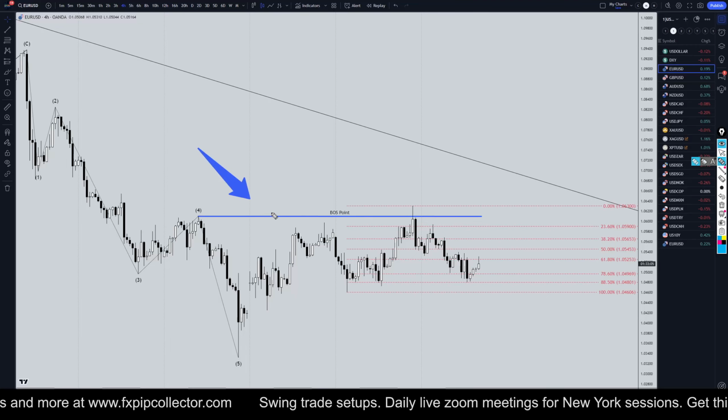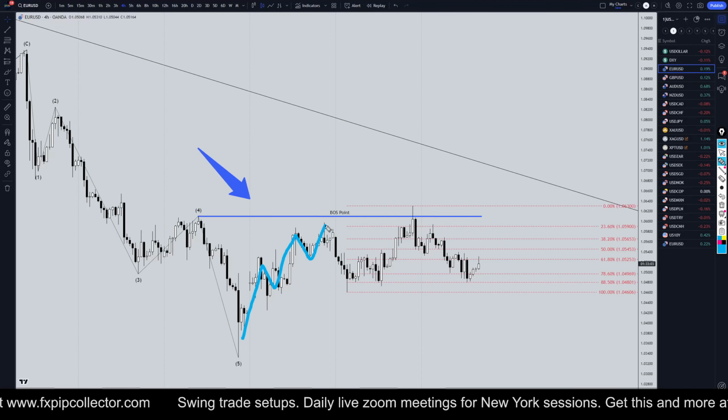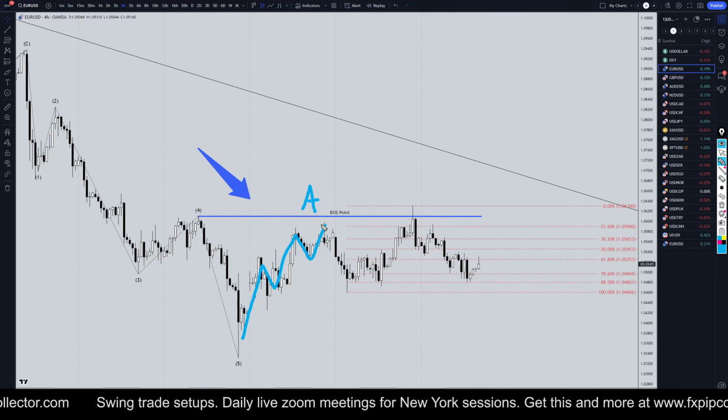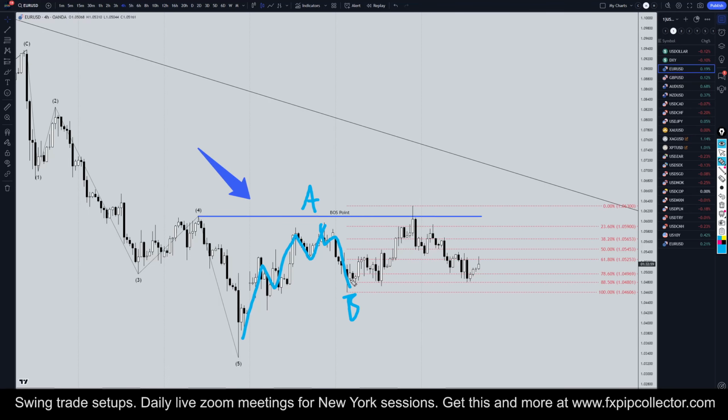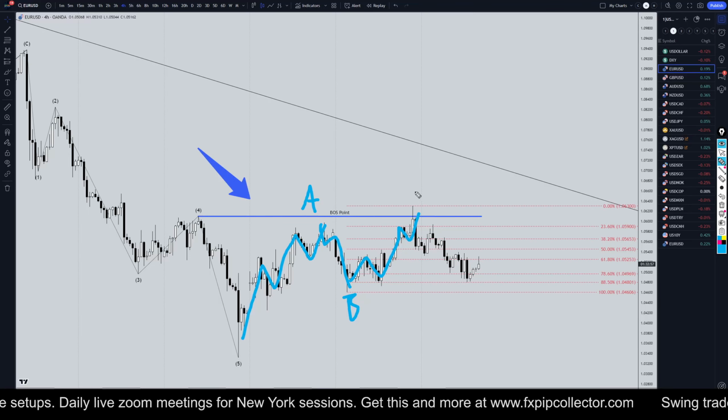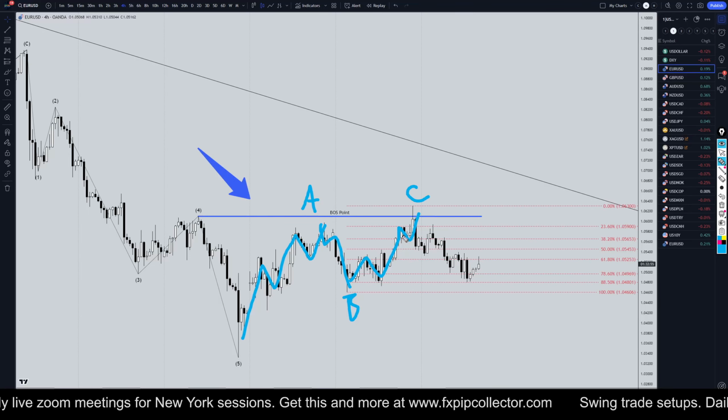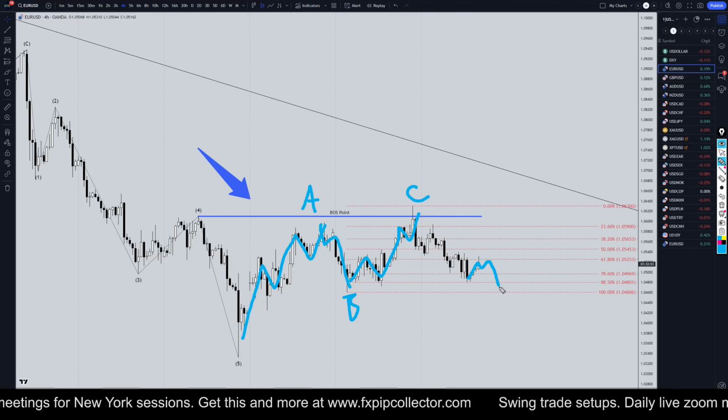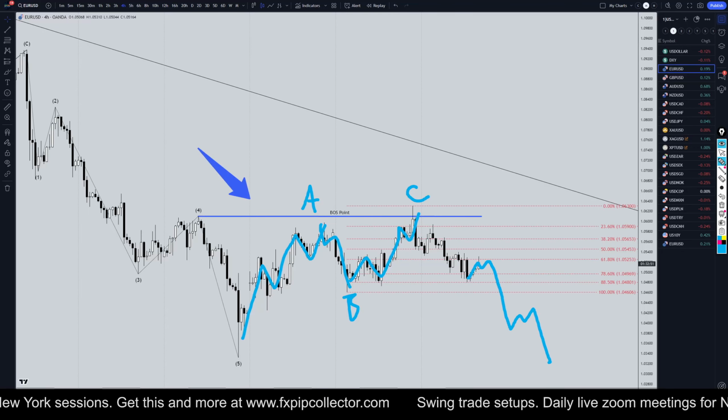Going down to the 4 hour time frame is where you can see what I think is very clearly 5 waves up. I think this is corrective down, 3 waves down, and then 5 waves up. So to me, it looks like an ABC correction. If this is the end of an ABC correction, then this should continue to make lower lows, lower highs.